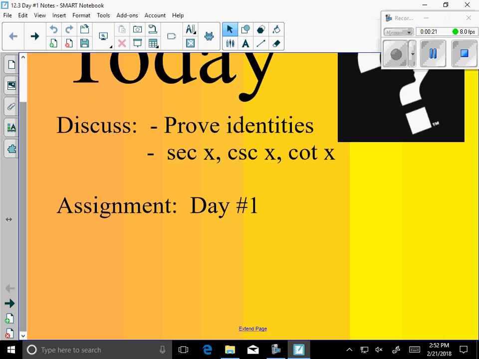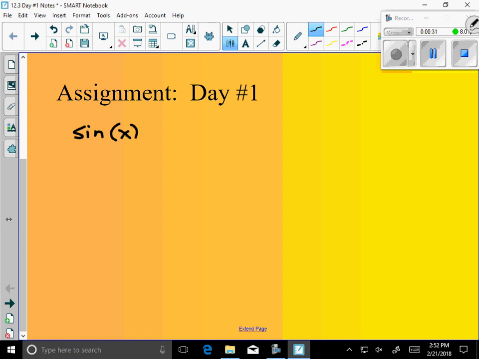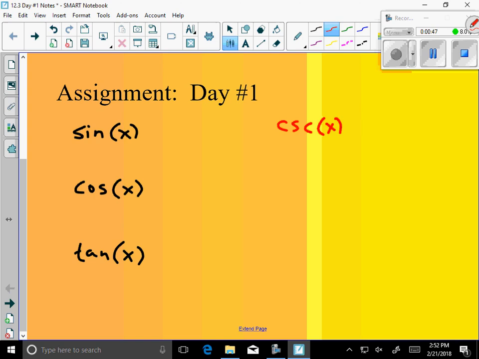And then I want to talk about secant x, cosecant x, and cotangent x. I'm going to do that first. So we're familiar with sine x, cosine x, and tangent x. These three special functions. Cosecant x, secant x, careful with that one, and cotangent x are brand spanking new to you.